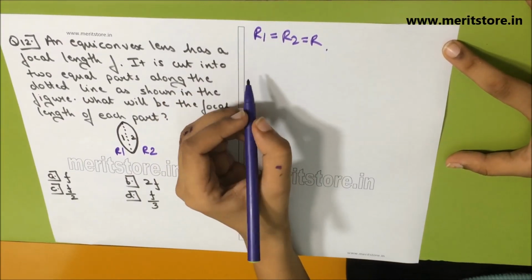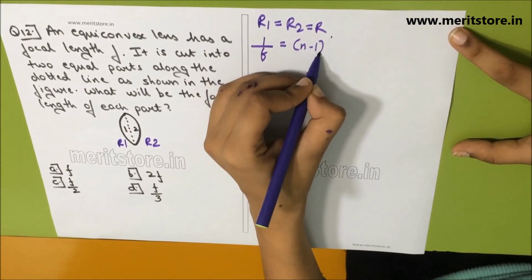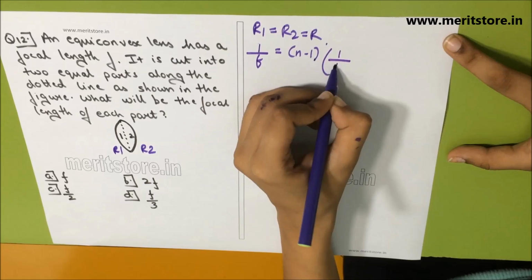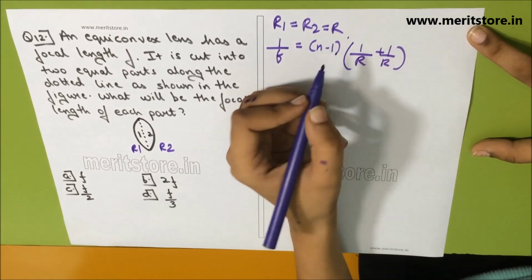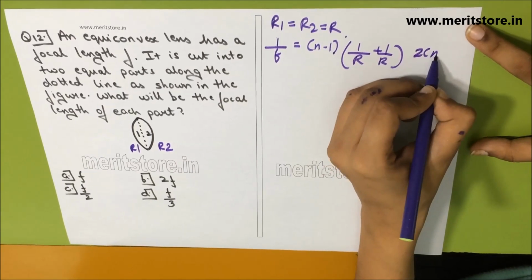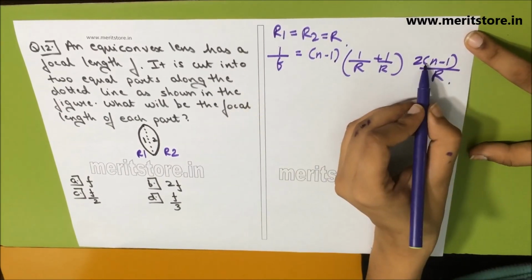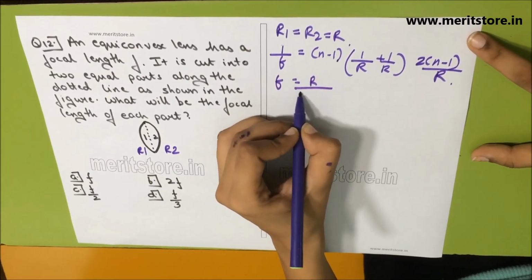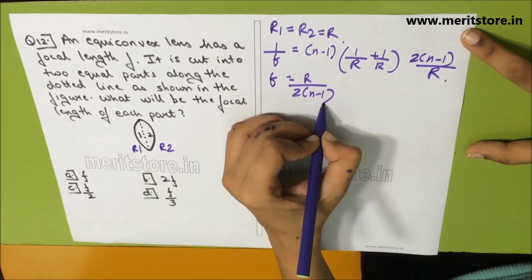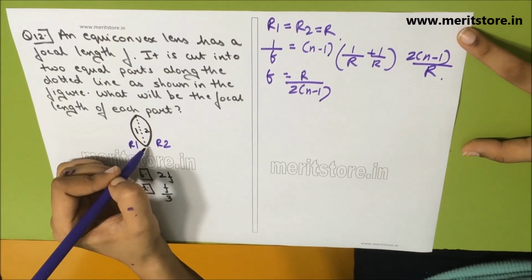So here let R1 equal to R2 be R. Now using the formula 1 by f is equal to n minus 1 into 1 by R plus 1 by R, we get this as 2 n minus 1 upon R. 1 by f is 2 n minus 1 upon R. Therefore f will be R upon 2 n minus 1. This f is of the entire lens.